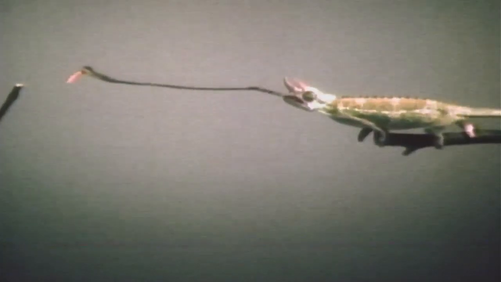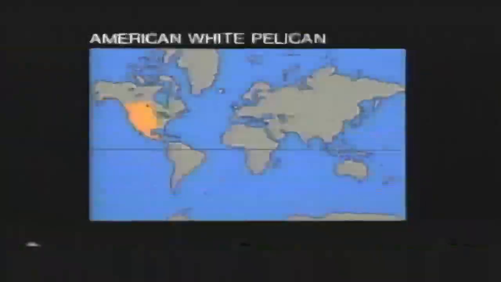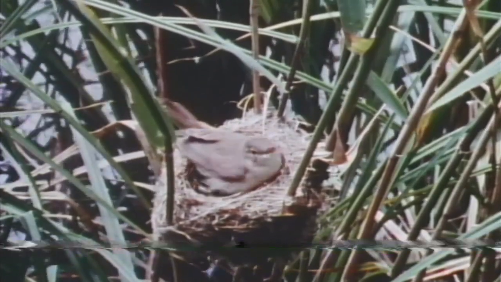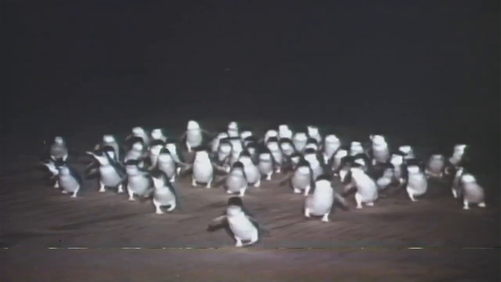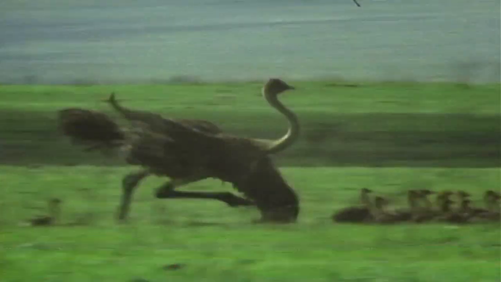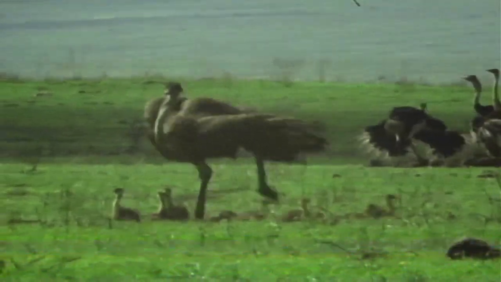Jackson's chameleon. Chicken. Common cuckoo lays its egg in another bird's nest. The cuckoo chick hatches first, then throws the other eggs out of the nest. Little blue penguin, the smallest species of the penguin family. Ostrich. Royal albatross.